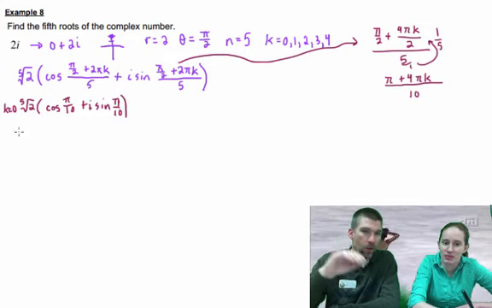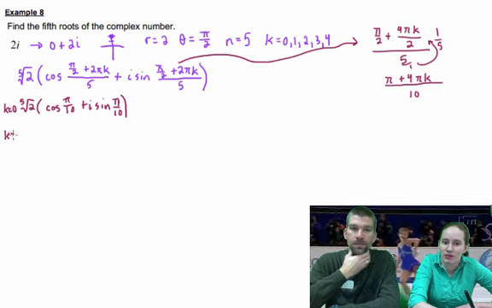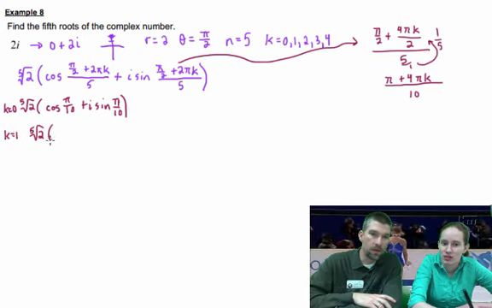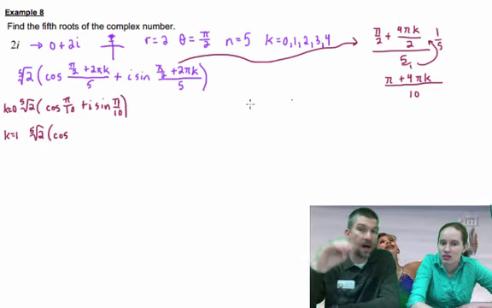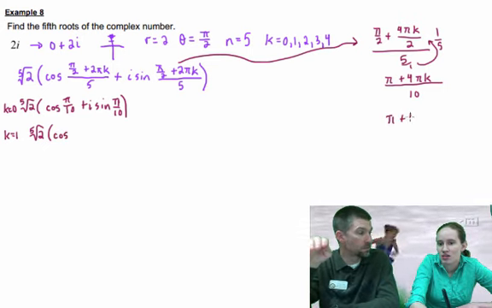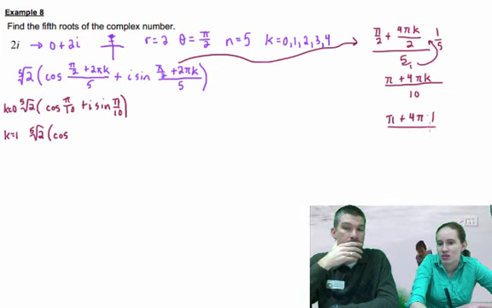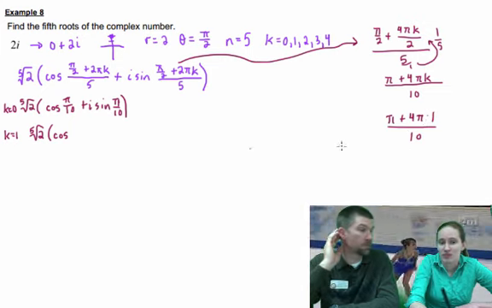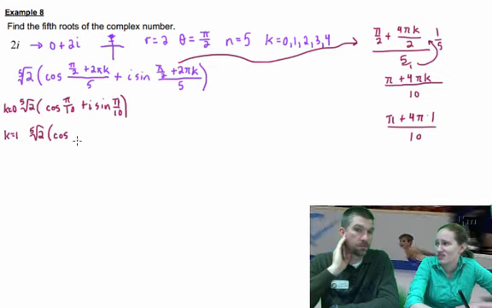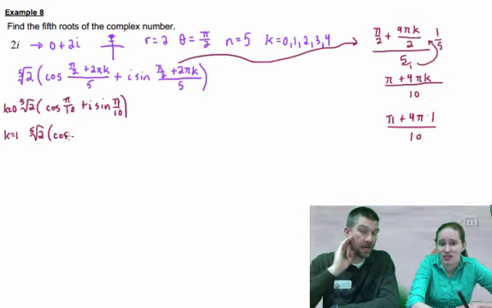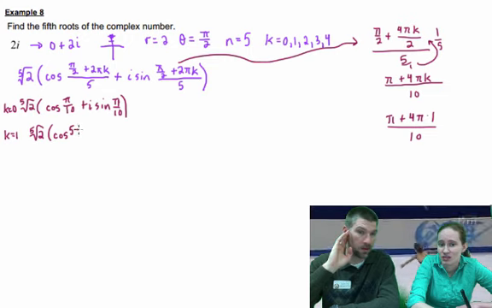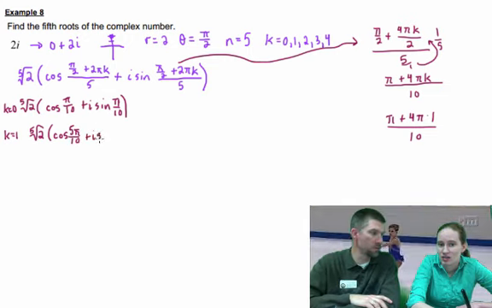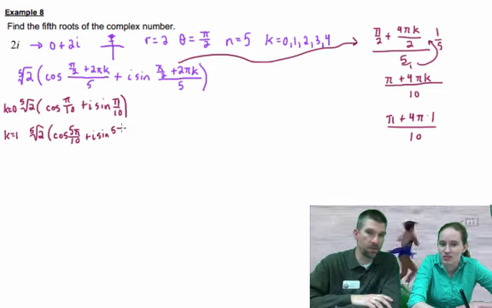So let's be careful. k equals 1. That means we have the fifth root of 2 cosine of pi plus 4 pi over 10. So pi plus 4 pi is 5 pi over 10. That reduces, but let's leave it as 5 pi over 10 for just a second, and then we can be uber cool and reduce.